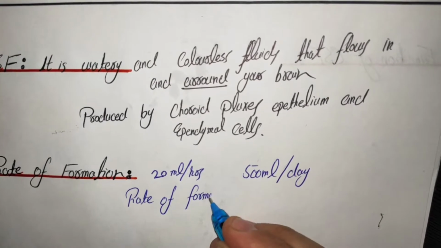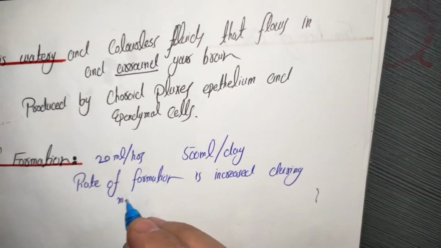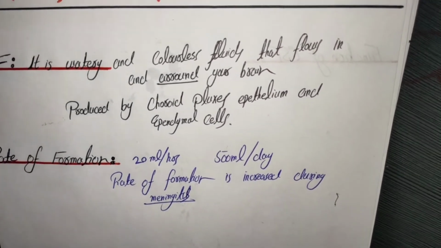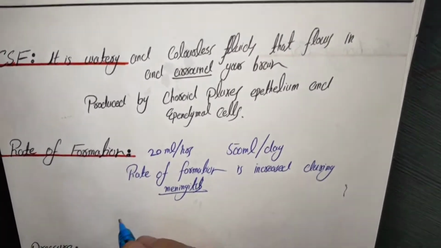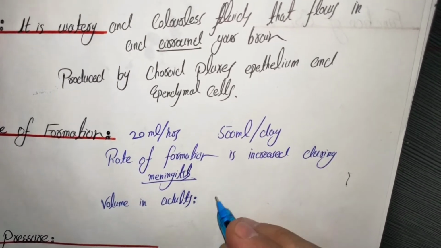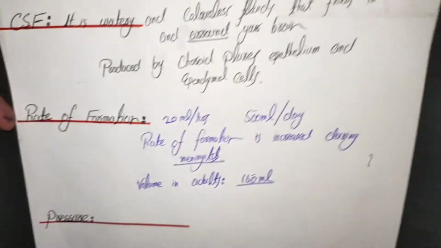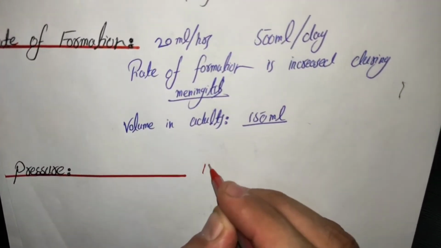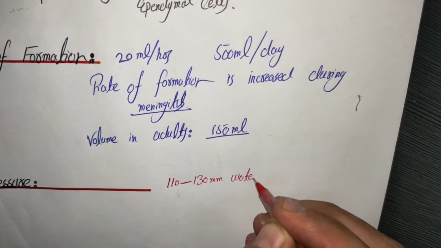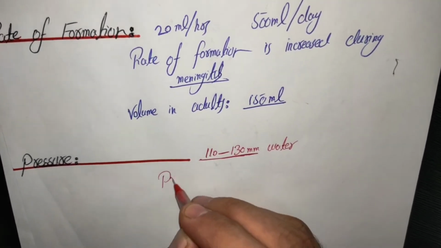The rate of formation is increased during meningitis. This rate of formation, from 20 milliliters, might be elevated to 30 milliliters per hour when there is meningitis. The total CSF volume in a human adult is about 150 milliliters. It applies pressure of about 110 to 130 millimeters of water.